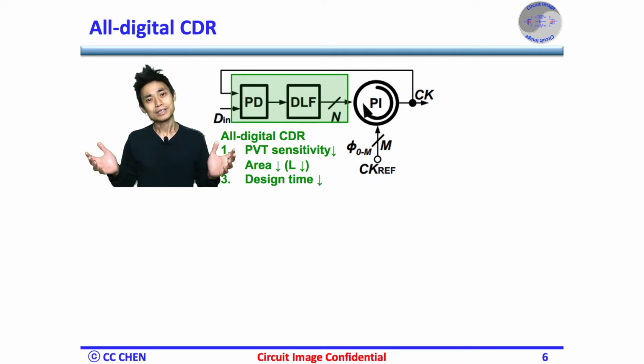But any disadvantage of the all-digital PI-based CDR? Think about the discrete images for 5 seconds.